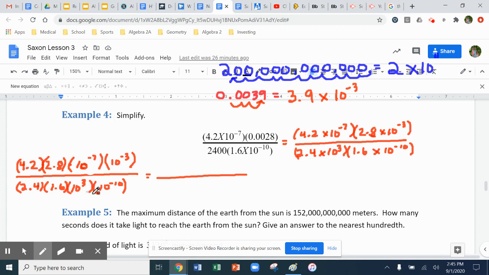So I'll use a calculator. I'll take 4.2 times 2.8, and that gives me 11.76. And then I'll also take the powers of 10, 10 to the negative 7 times 10 to the negative 3. Since they have the exact same base, I'm going to add negative 7, negative 3, which is 10 to the negative 10. So I'm just using that product of powers. Since they both are bases of 10, I can add those together. Secondly, I'll use my calculator to do 2.4 times 1.6, which is 3.84.